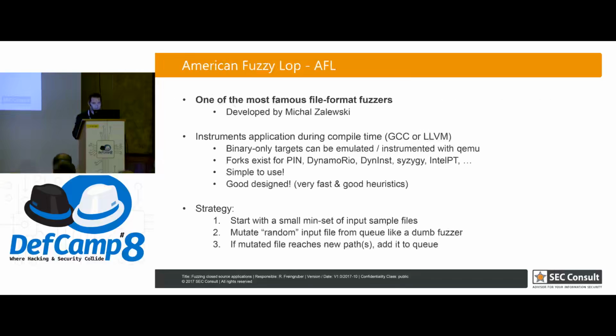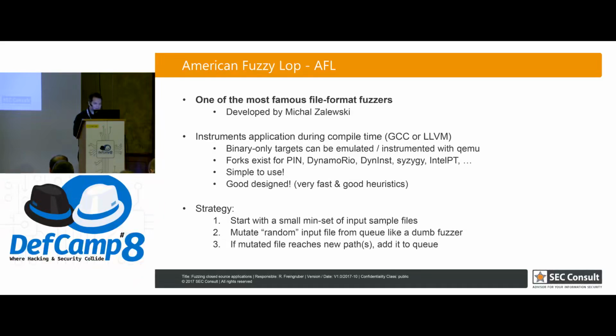We can do this with several methods. The simplest one is that we can just instrument the binary during compilation. AFL, American Fuzzy Lop, is for example doing this. It's one of the most famous fuzzers currently available, developed by Michal Zalewski, and it implements exactly this strategy. The reason why it's so famous and used by so many people is that it's really simple to use. You can basically start fuzzing in 1 or 2 minutes, and it's a really good design. It's really fast, has very good heuristics and finds many vulnerabilities.